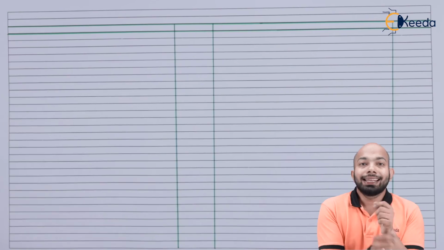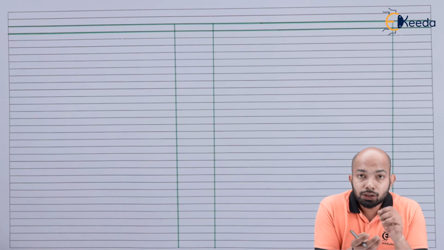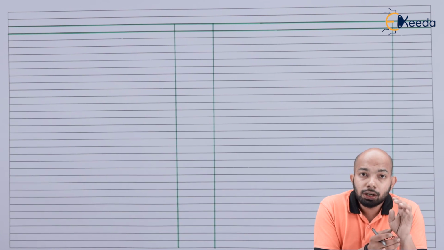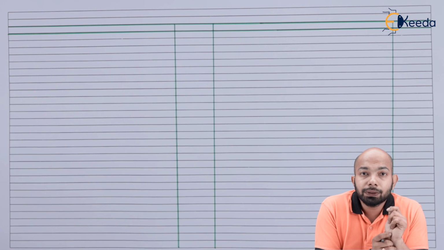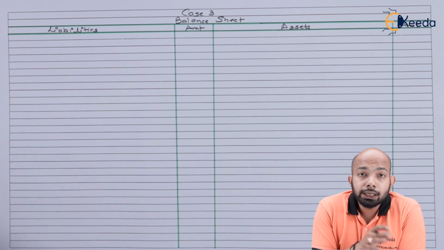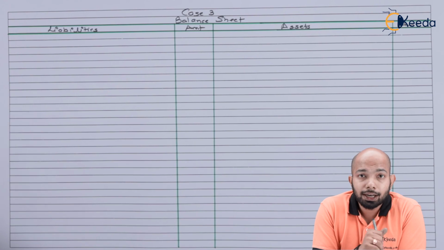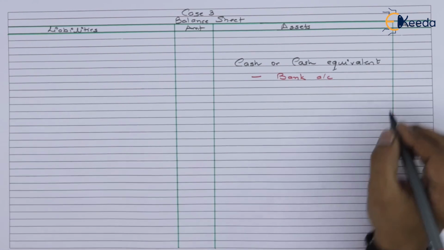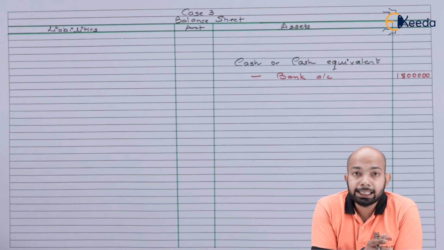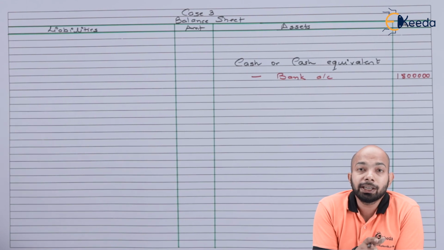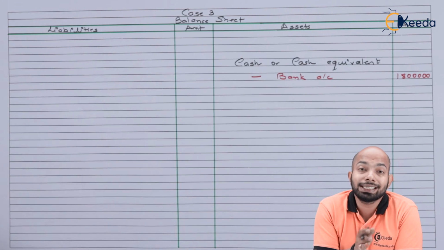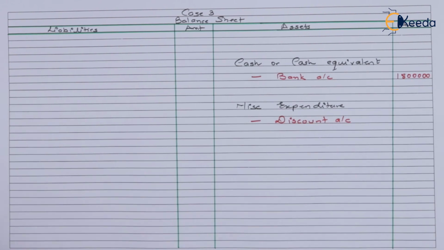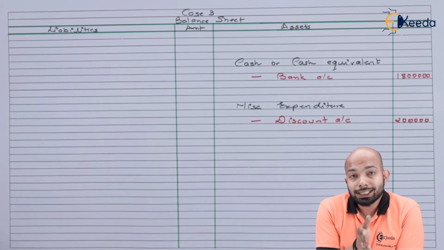Now it's time to mention the totals of the balance sheet. Let's start with the balance sheet now. The only three details that we have to mention are the debenture, the discount and the bank value. The first total that we'll be mentioning here is the bank value or cash equivalent. That comes to a total of 18 lakh rupees. The next will be miscellaneous expenditure, again on the asset side, because that refers to the discount here. So the discount has also been mentioned.